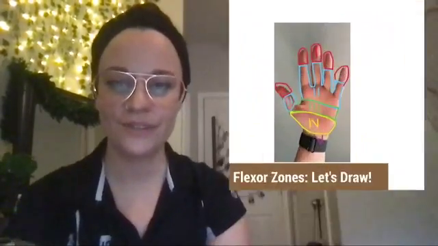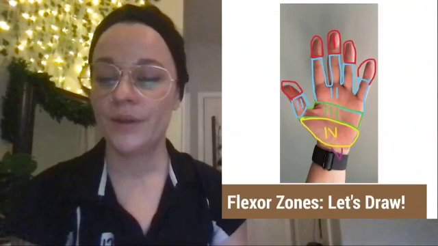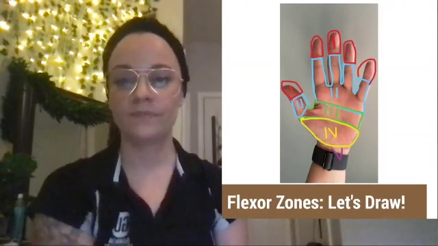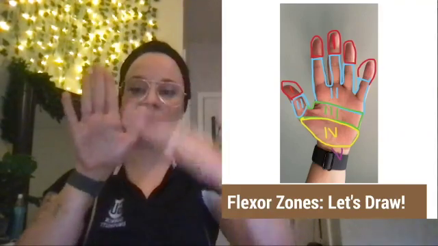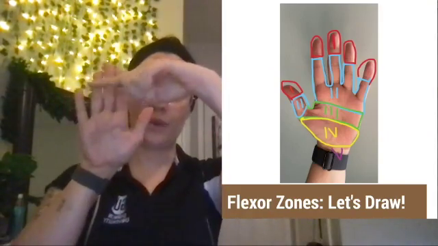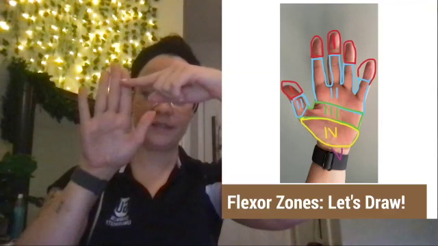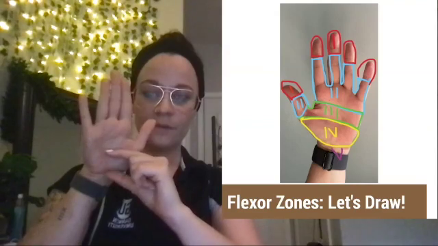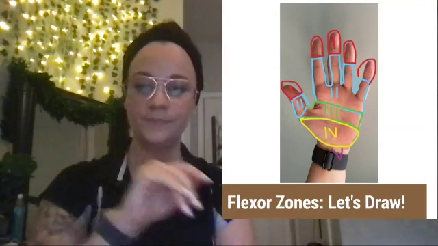Moving on to the zones of the hand. There are 5 zones, starting from the tip to the wrist. As you can see in my picture here, 1, 2, 3, 4, and then 5.